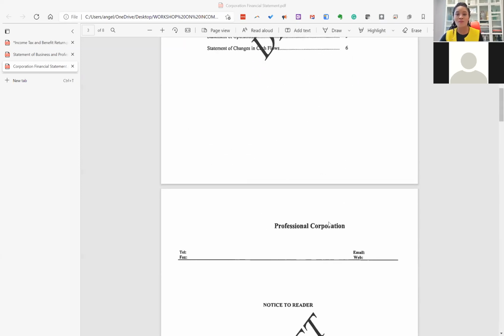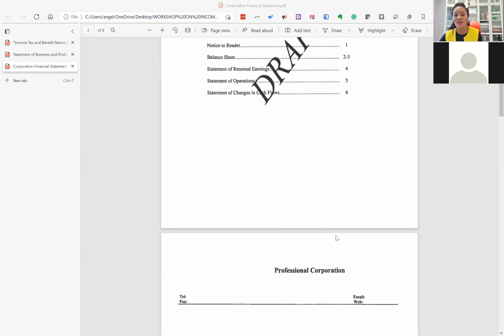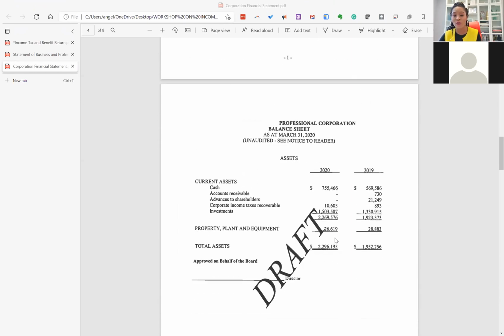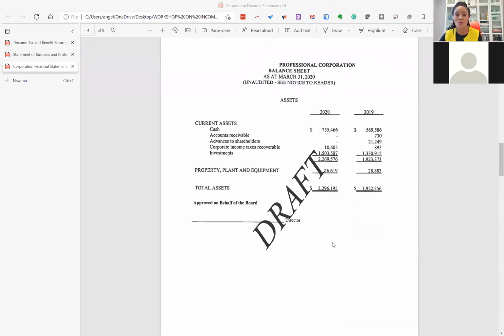and that's fine. The reason is that the courts recognize that having fully audited financial statements is very expensive, and sometimes the cost isn't worth the benefit for a lot of smaller corporations. So it's okay to accept a notice to reader financial statement for the most part.